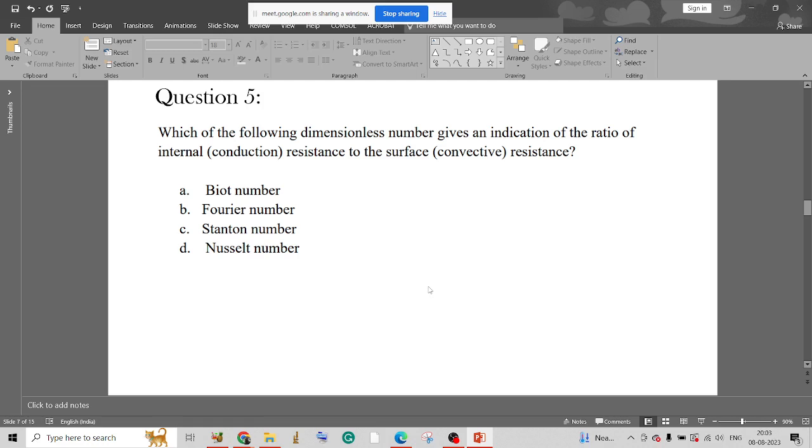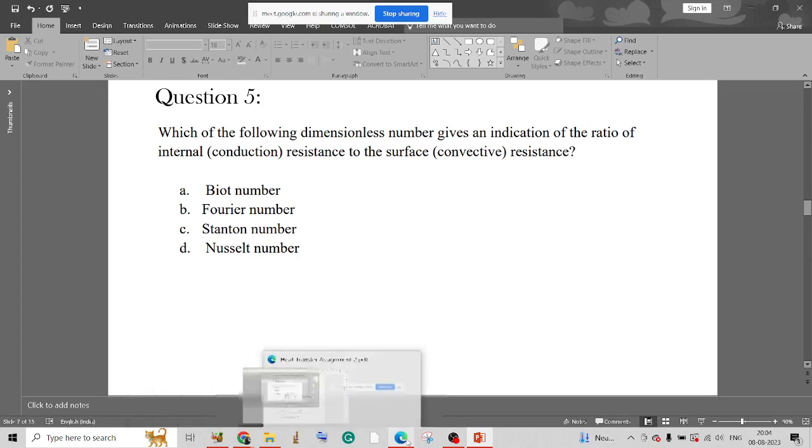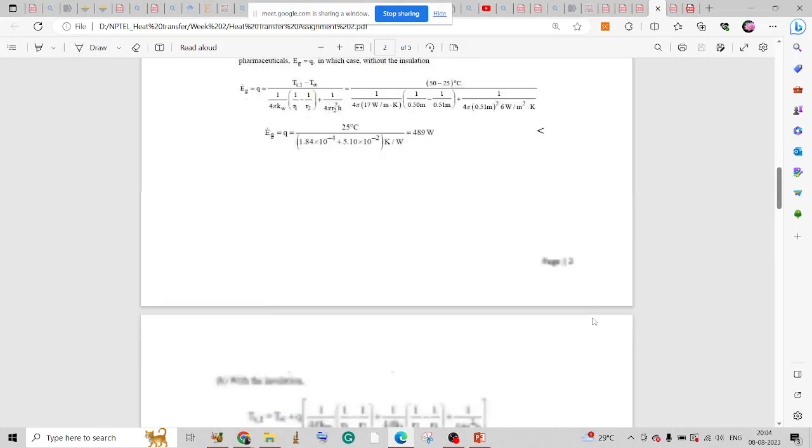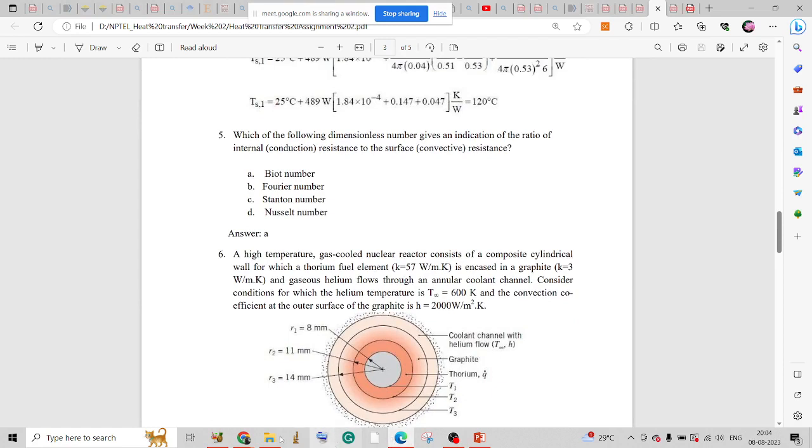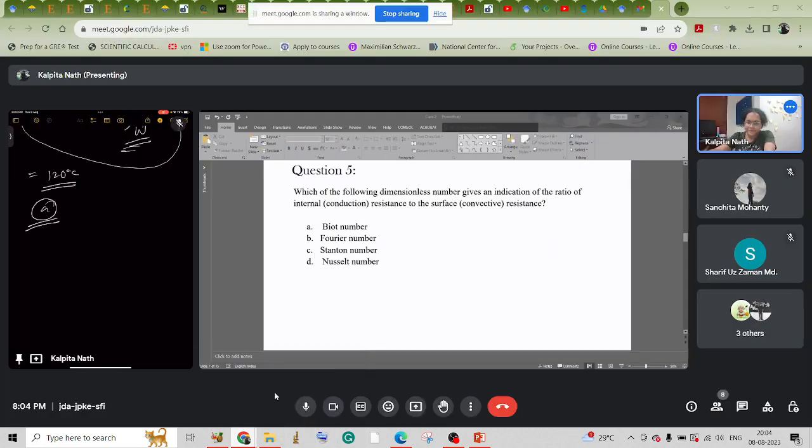Which of the following dimensionless numbers gives an indication of the ratio of internal conduction resistance to the surface convective resistance? Who will be able to answer this? Option A. Yeah, it's option number A. Okay. Next, let's proceed to the next question.